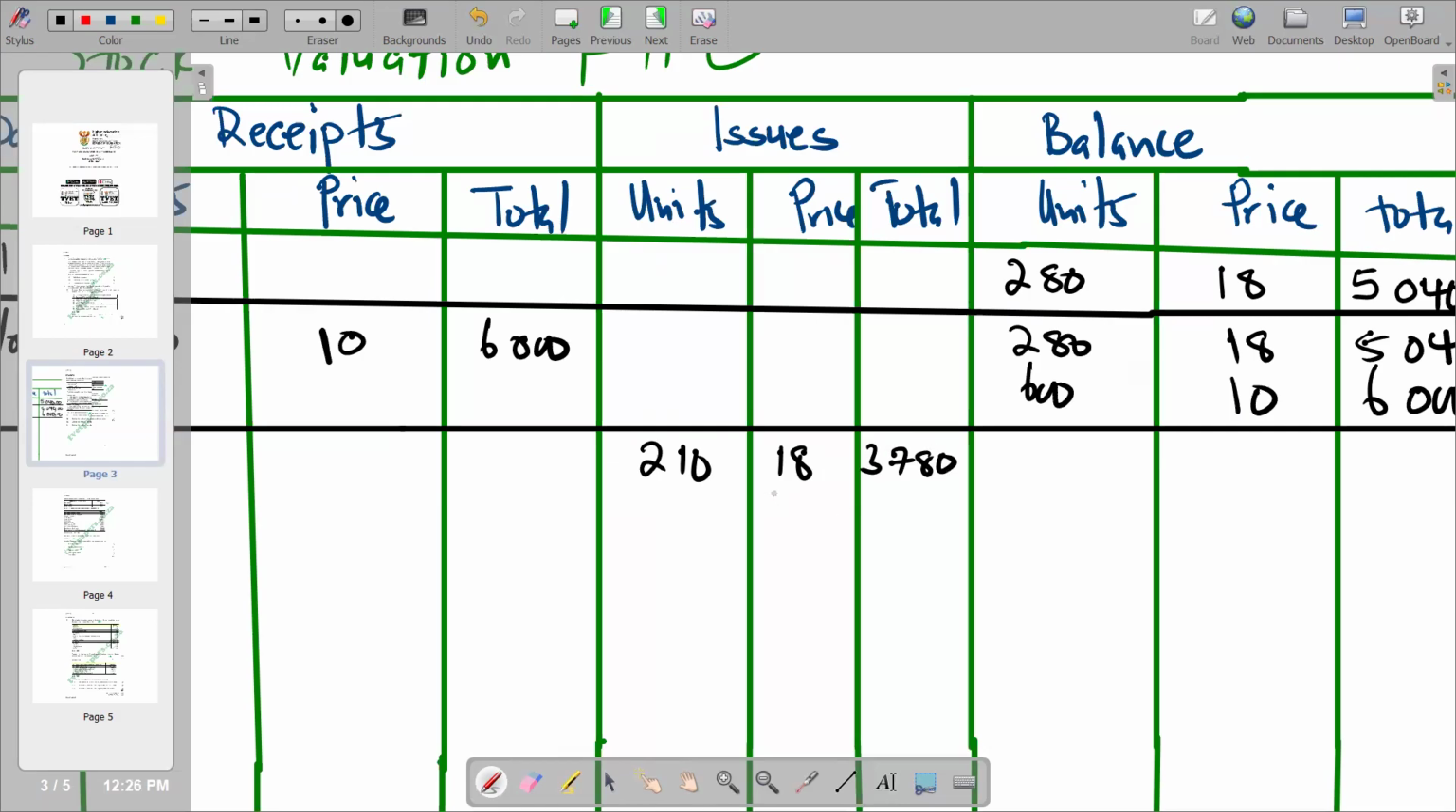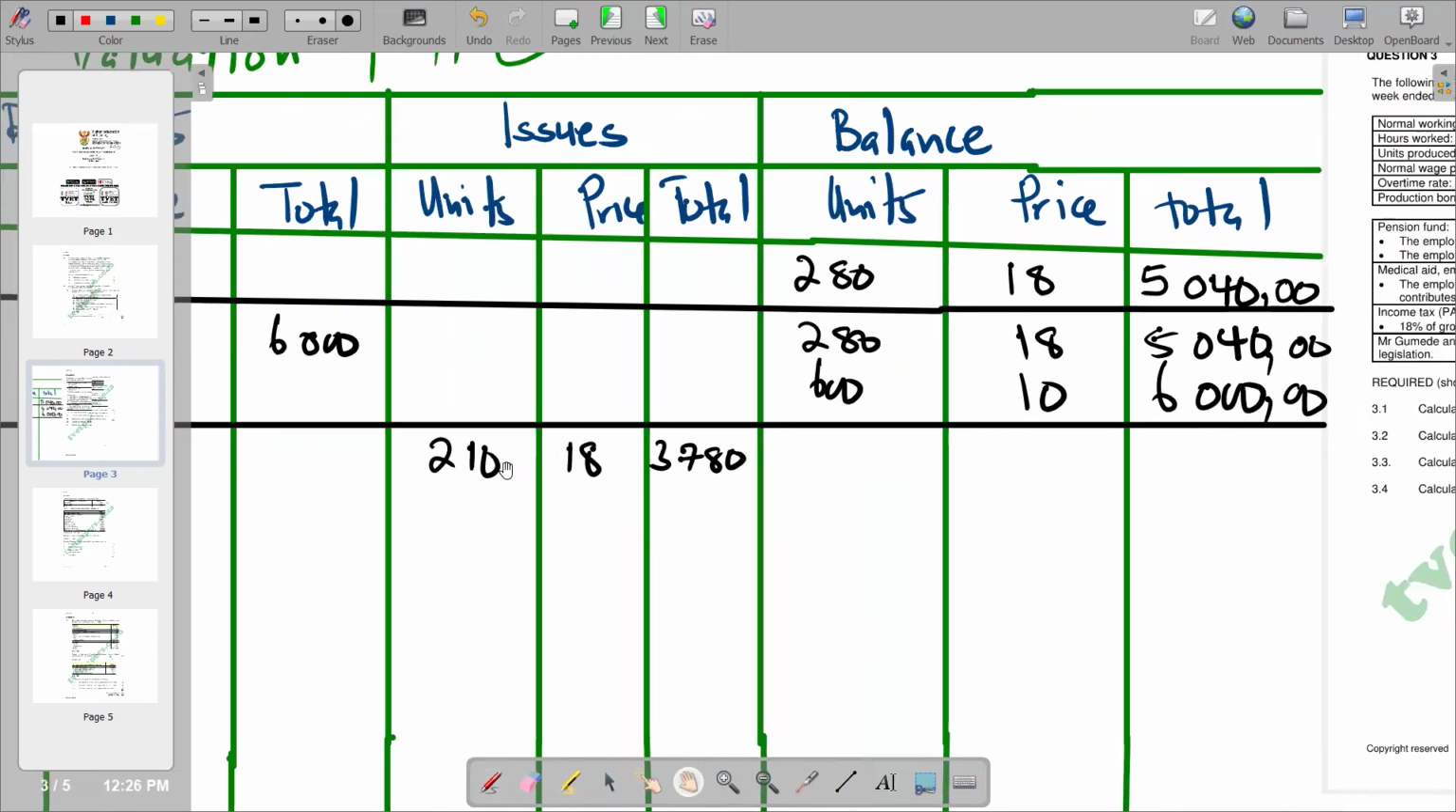So that's what we have. And then on the balance now, remember, we have taken 210 from the 280 that were there at the beginning. So you say 280 minus 210, you're going to get a balance of 70 units. And the unit price still remains the same, 18. So now you say 70 times 18. We see that the answer that we are going to get is 1,260.